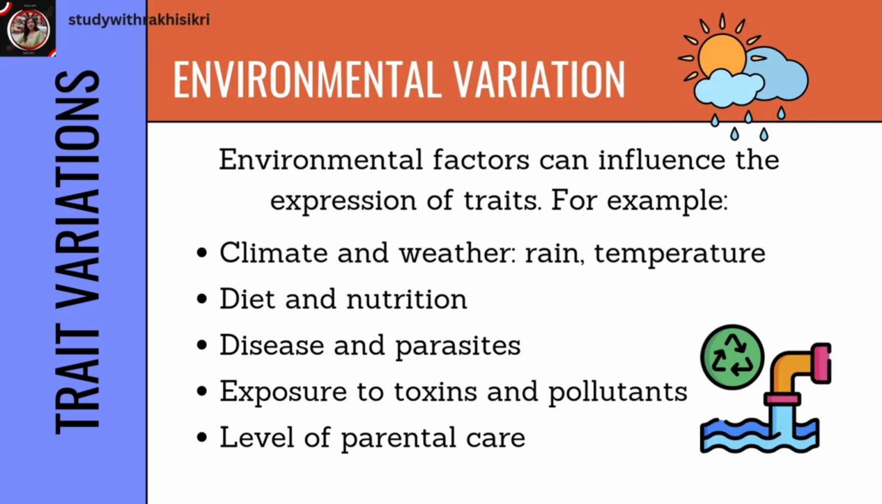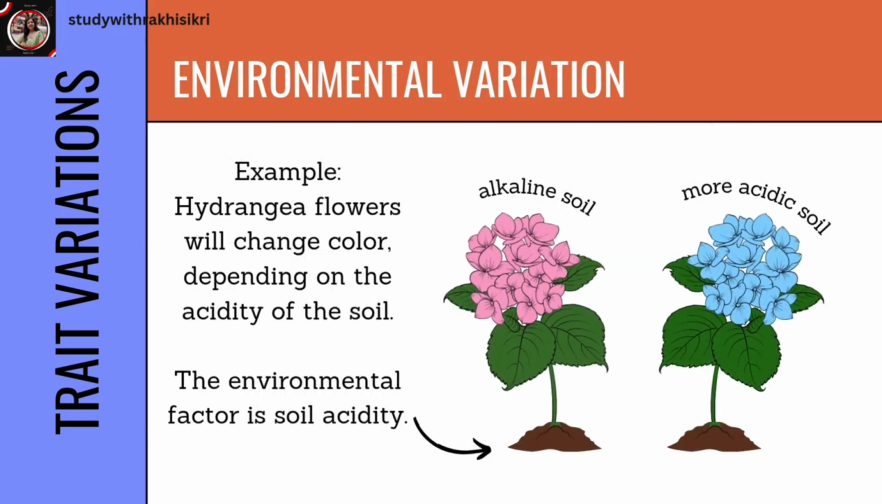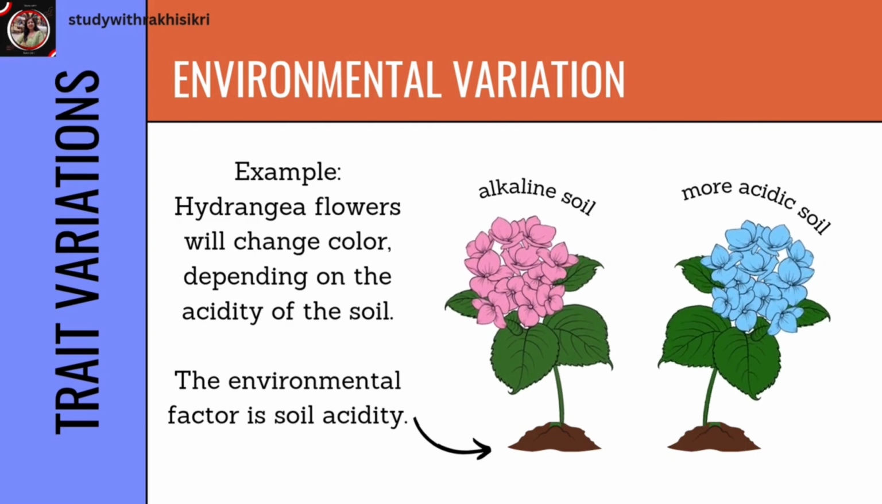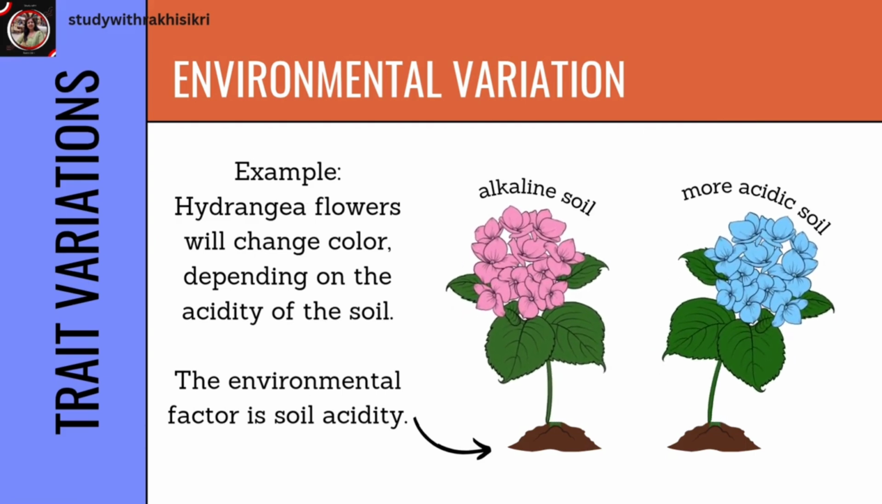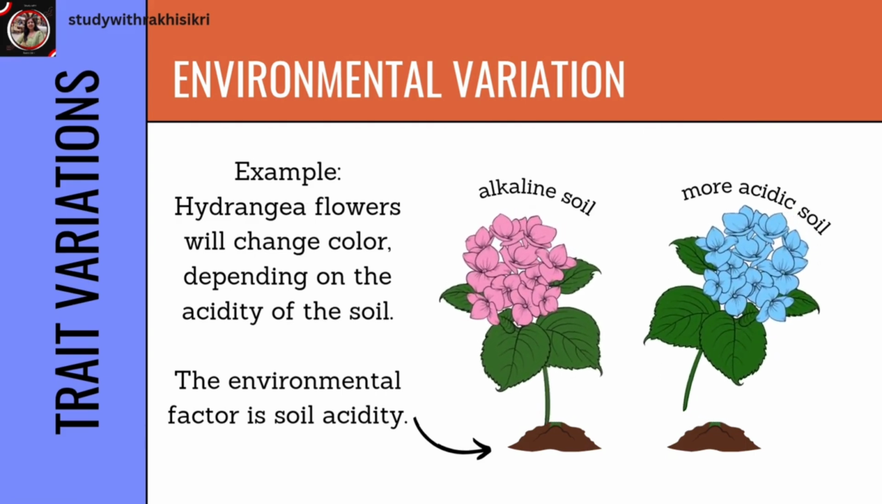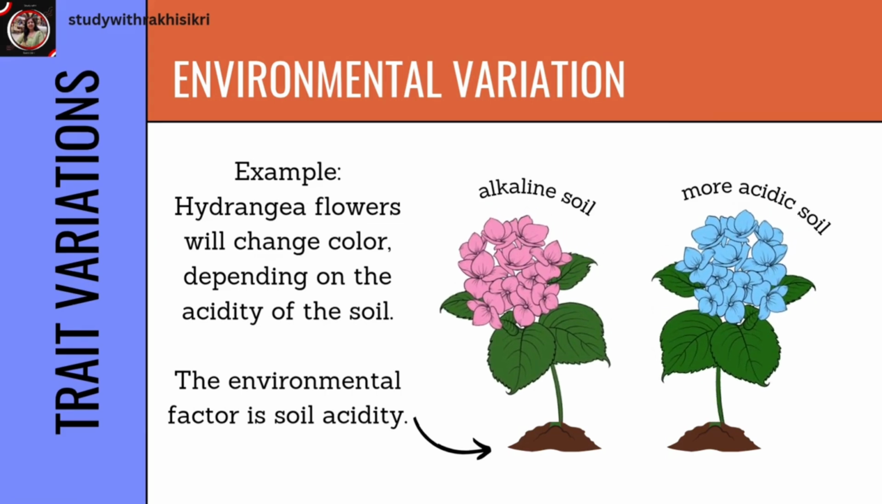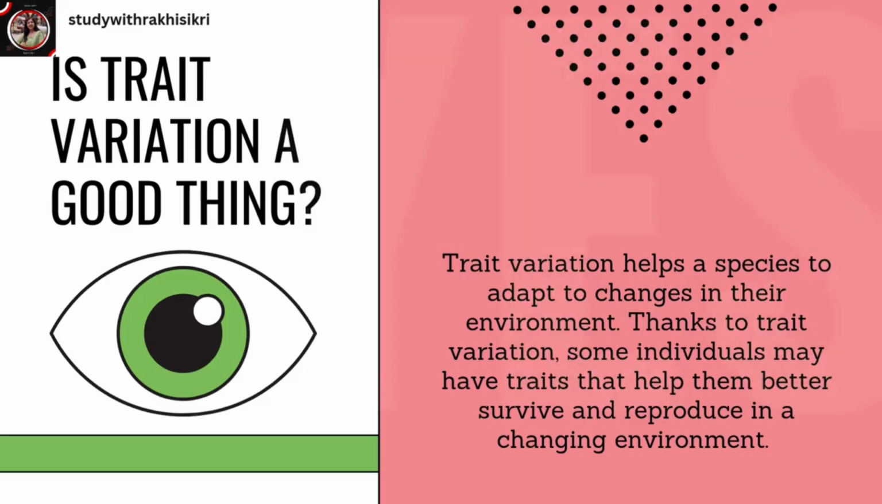Environmental factors also influence traits. These include weather, diet, disease, exposure to pollutants, and even how much care an individual receives. Hydrangea flowers change color depending on the acidity of the soil. In acidic soil, they turn blue. In alkaline soil, they bloom pink. That's an environmental effect on traits.